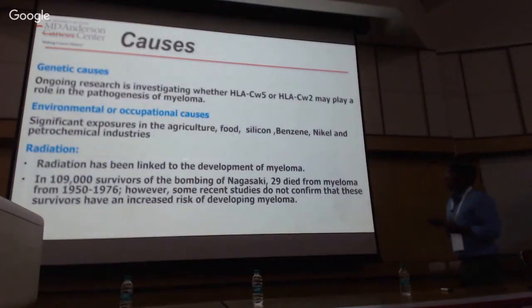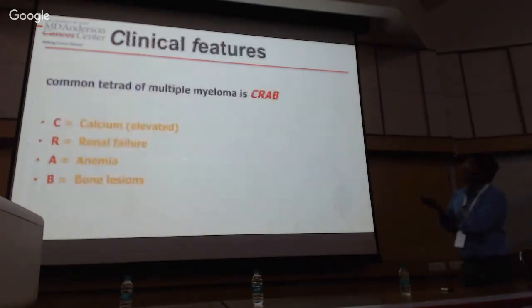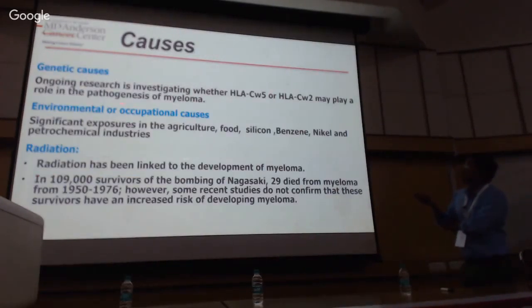So there are probable causes which can lead to multiple myeloma, but there is no concurrent study which can show an exact mechanism of action by which it leads to multiple myeloma. But there is a probable hypothesis that genetic causes are one of them, and environmental or occupational causes, and radiation might be one of them. When they looked at the survivors of the Nagasaki bombing, 29 people died of multiple myeloma from 1950 to 1976, which is just a speculation. But it says that radiation could be one of the major reasons which can drive multiple myeloma as well.